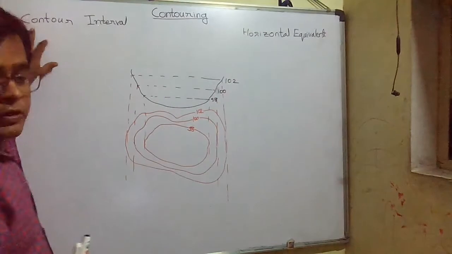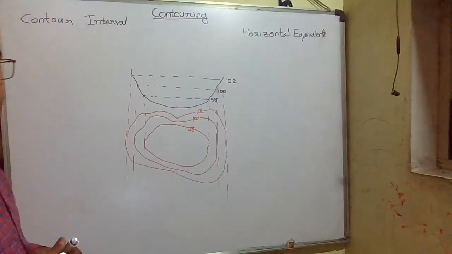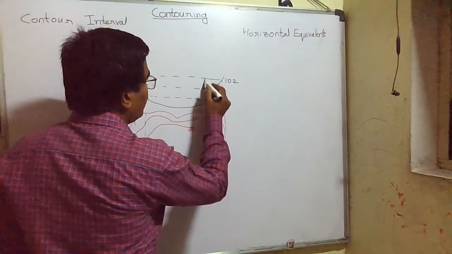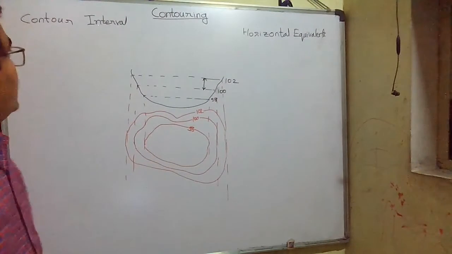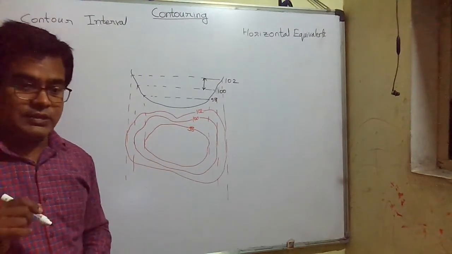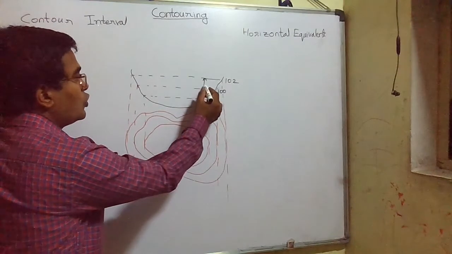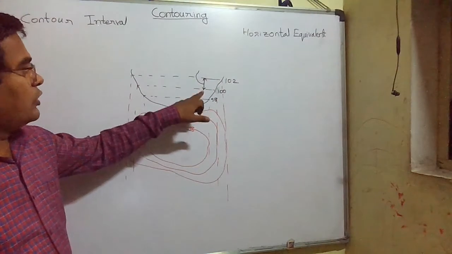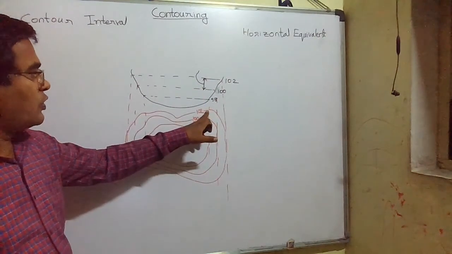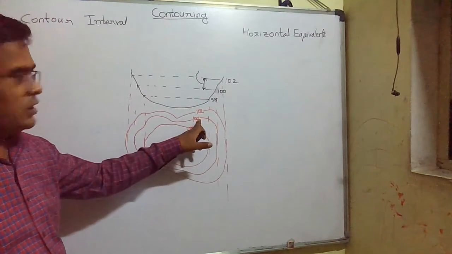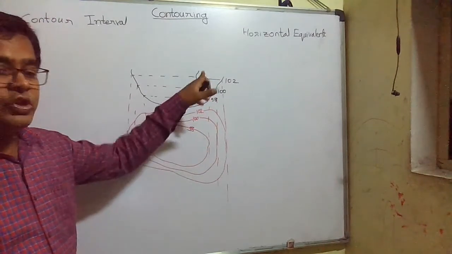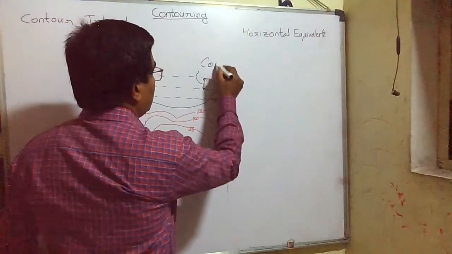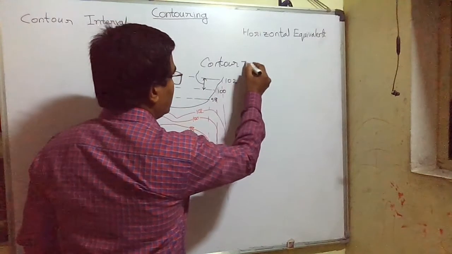Now moving to our concept, this is contour interval. Contour interval is nothing but the vertical distance between two consecutive contours. Here the first contour is 102 and the next consecutive is 100. So the vertical distance between these two consecutive contours is called the contour interval.